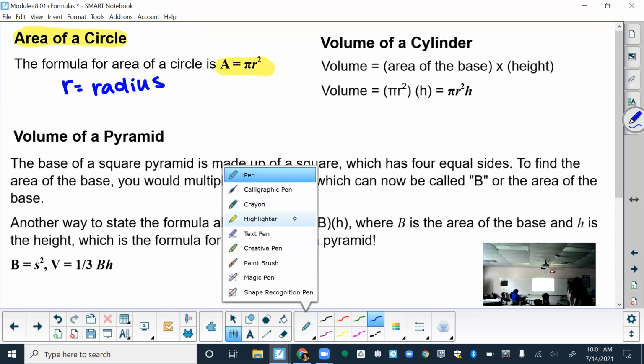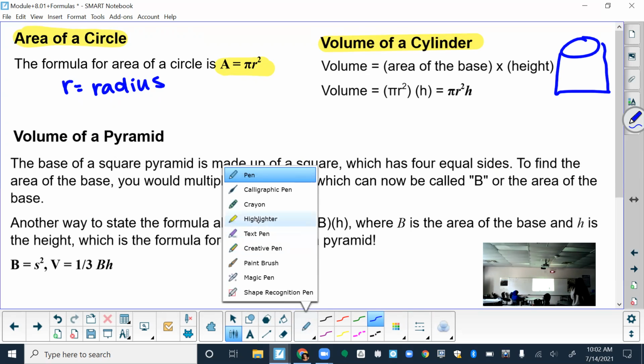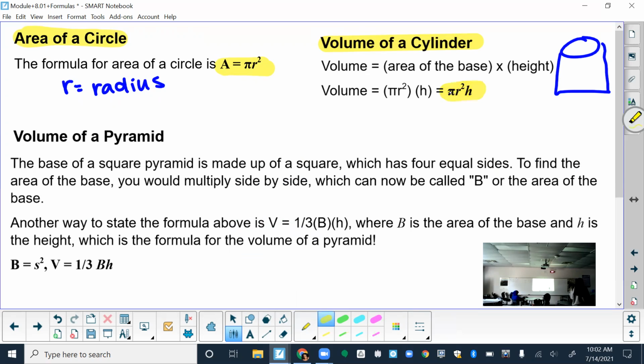Volume of a cylinder. All right, so remember cylinders kind of look like soda cans, right? Those are cylinders. It's basically made up of a circle on top and then like a round body. So in order to find the volume of that, we use this formula. I would highlight this one. So pi r squared h.